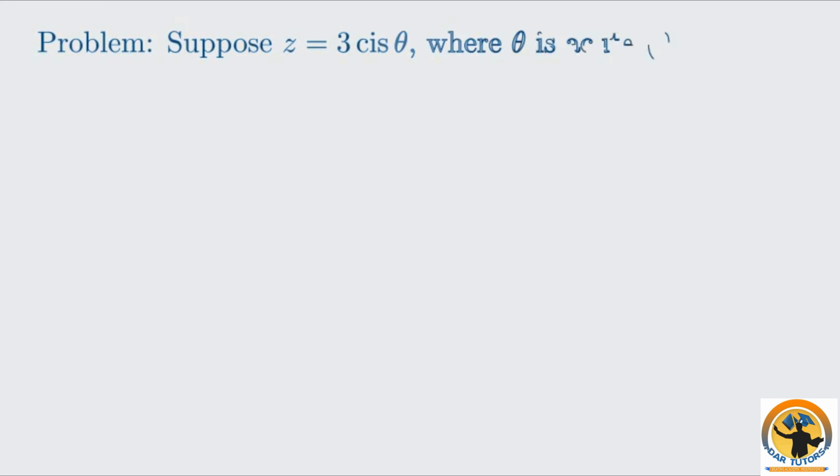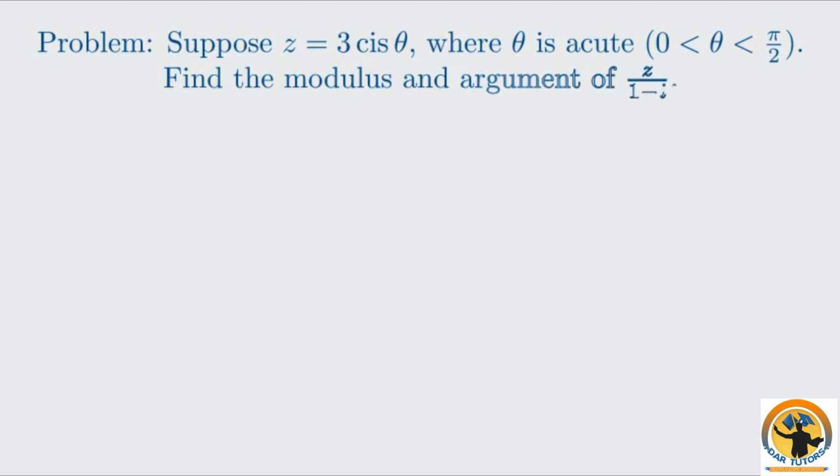We'll find the modulus and argument of a value derived from z. Suppose we have a complex number z with modulus 3 and argument theta, where theta is acute. That means theta is between 0 and pi over 2. Find the modulus and argument of z over 1 minus i. To solve this, we'll first express everything in polar form. We're already given z in polar form as 3 cis theta.